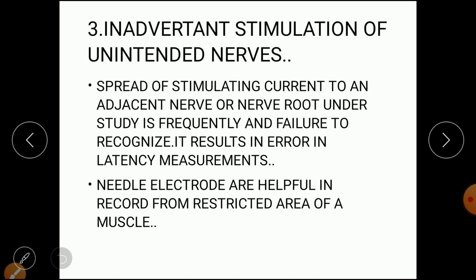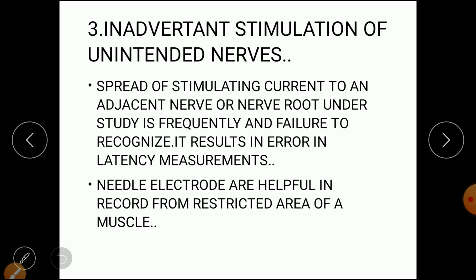And the last, third technical variable is inadvertent stimulation of unintended nerves. That means inadvertent stimulation, that is, without thinking, we apply direct stimulation to any unintended nerves. The spread of stimulating current to an adjacent nerve or nerve root under study frequently occurs, and failure to recognize it results in error in latency measurement. So without any thinking, without looking for any motor point, if we give stimulation at any place, it leads to a wrong result, resulting in error in latency measurement.